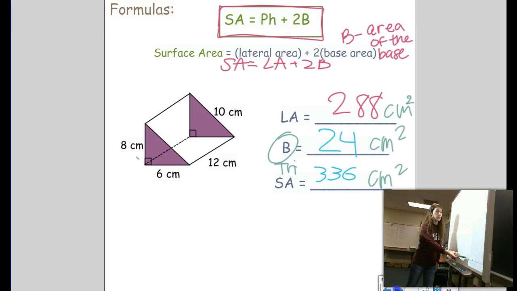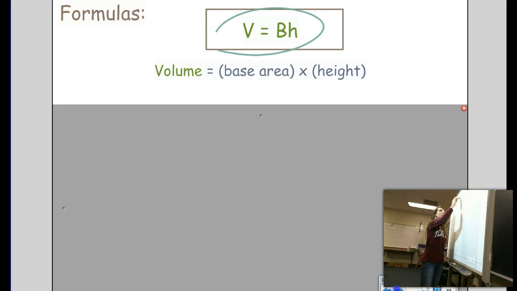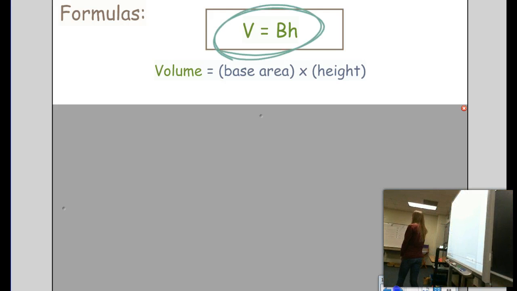Okay. Now let's do volume. This is my favorite formula because it's the easiest of all the formulas. This is formula number 3. The volume of a prism is base times height. But be careful, it's the area of the base times the height. You're talking about the volume of a rectangular prism. This works on all prisms. Base times height. Got it?